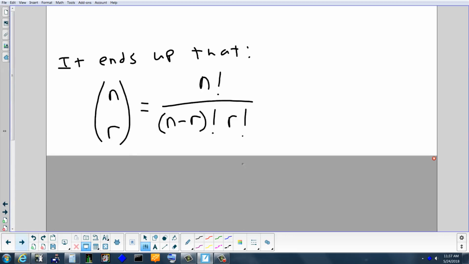So, without going through the proof, because that's a little challenging, what ends up happening is that if you want to do n choose r, you can use this formula. It's n factorial over n minus r factorial, r factorial. If you take a class on probability in college, you'll definitely prove that formula. It's not super hard, it's just not really something I want to spend time on right now.